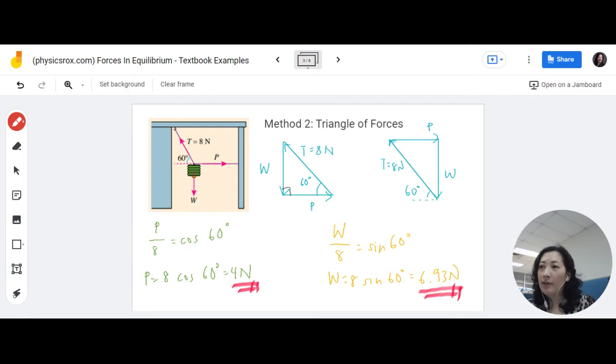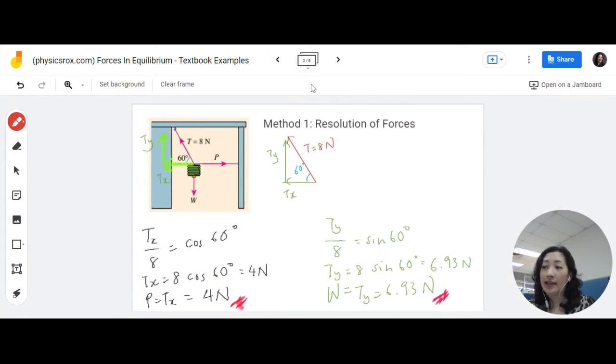So if you look at methods 1 and 2, you're going to get exactly the same values. Like, duh, you are supposed to get the same values. Just because you use slightly different methods doesn't mean you will get different answers. You're supposed to get the same answer. The difference between these two methods is how we start approaching the question.